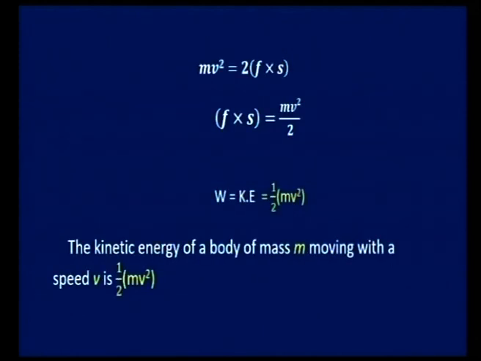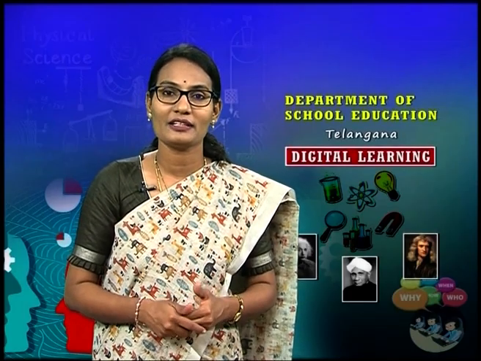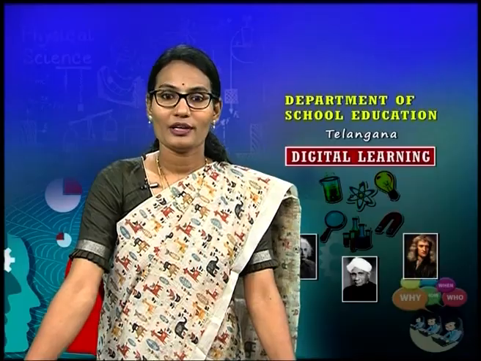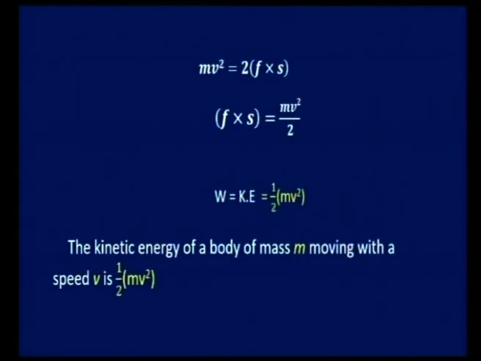When you bring the m from RHS to LHS, it will be in multiplication with v square, that is mv square equals 2 into F into s, that is F into s equals mv square by 2. What is this F into s? That is nothing but work done. Whenever work is done on the object, it is stored as energy. Here the object's velocity is increased, that's why this work done is stored as kinetic energy. So the work done is equal to kinetic energy, which is equal to half mv square. The kinetic energy of a body of mass m moving with velocity v is half mv square.